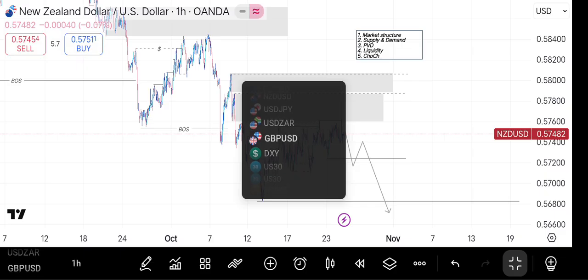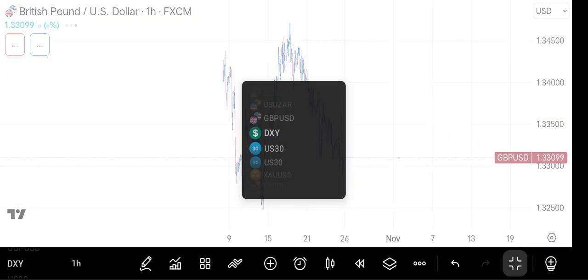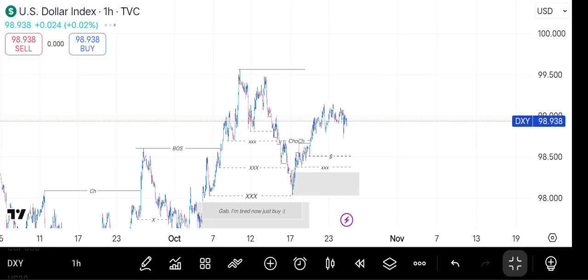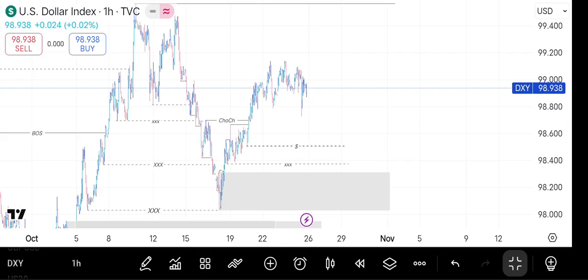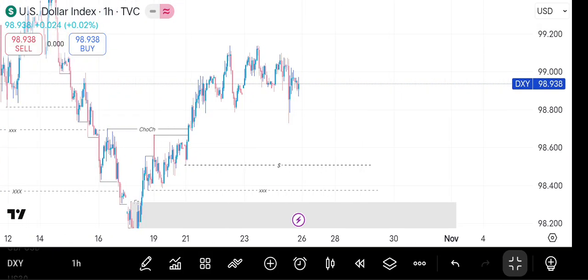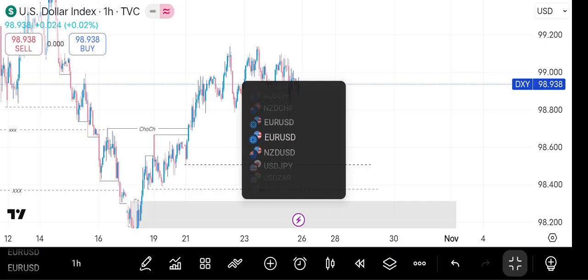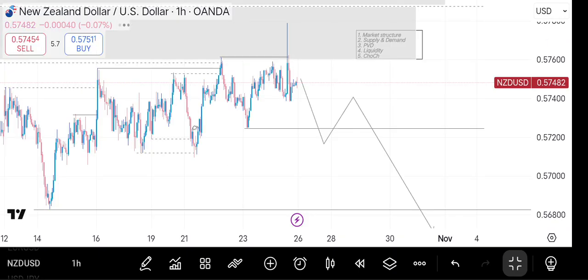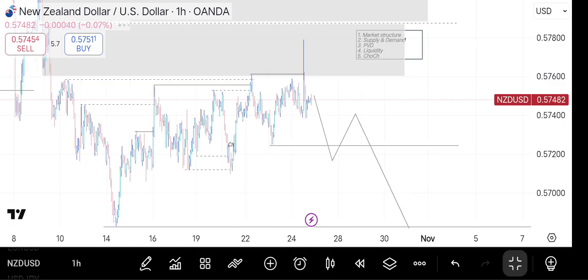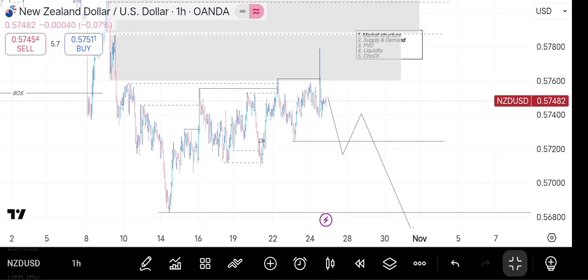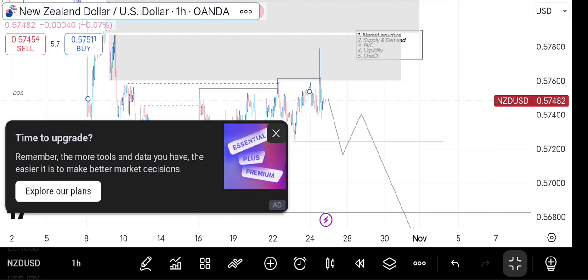Why? I'm gonna be cautious for now, because the dollar is currently bearish itself. So if the dollar is bearish, obviously NZDUSD should be bullish. As you can see right now, it is bullish. So when the dollar turns bullish again, that's where I'm gonna enter for my shorts. Same as EURUSD, guys.